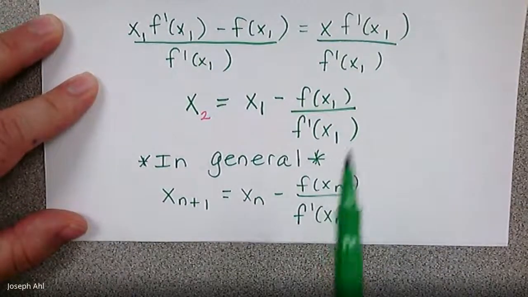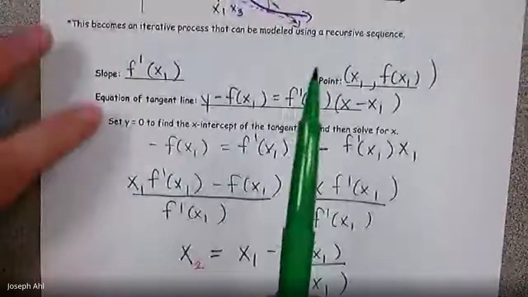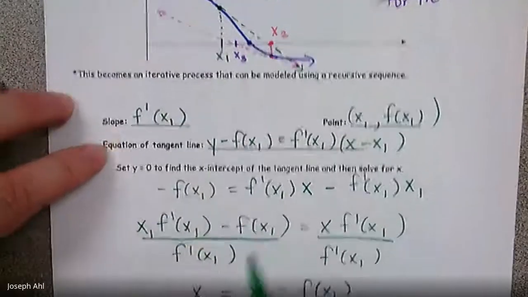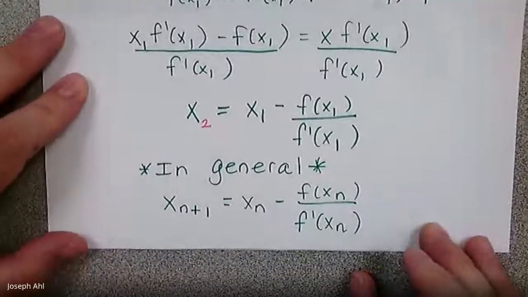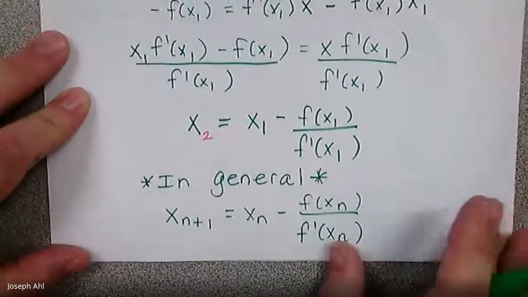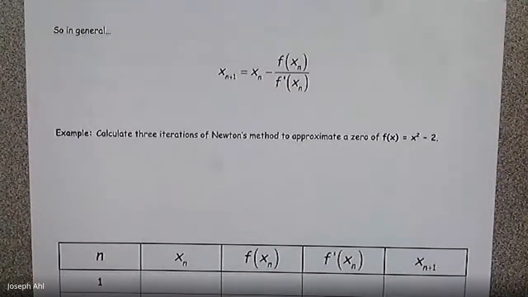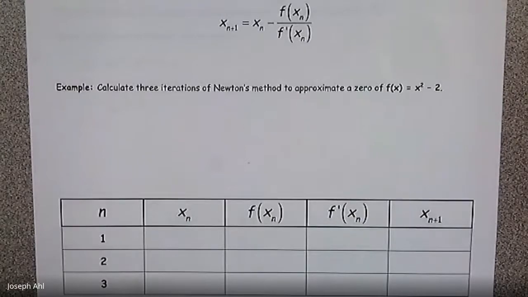Okay. So if we run through this model a couple of times, we should be able to ping pong back and forth around the root and eventually get really, really close to approximating the root of that function. Okay, so we're going to see how we can put this into practice on the next page. Here's what it is in general again, written at the top. And we're going to use this to calculate 3 iterations of Newton's method to approximate a 0 of x squared minus 2.